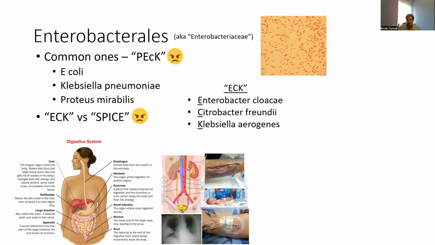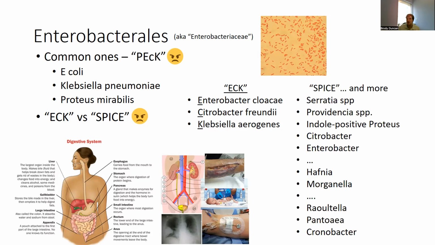To make things even more complicated, there's this other acronym called SPICE. So SPICE is Serratia, Providencia, Indole-positive Proteus, Citrobacter, and Enterobacter. This is an acronym that, again, I was taught as a medical student, kind of as a counterpart to EKE, but there's actually new research saying maybe things like Serratia and Providencia, Indole-positive Proteus are actually not as important compared to things like Enterobacter and Citrobacter. So you might hear different things from different people, whether we talk about EKE or talk about SPICE.